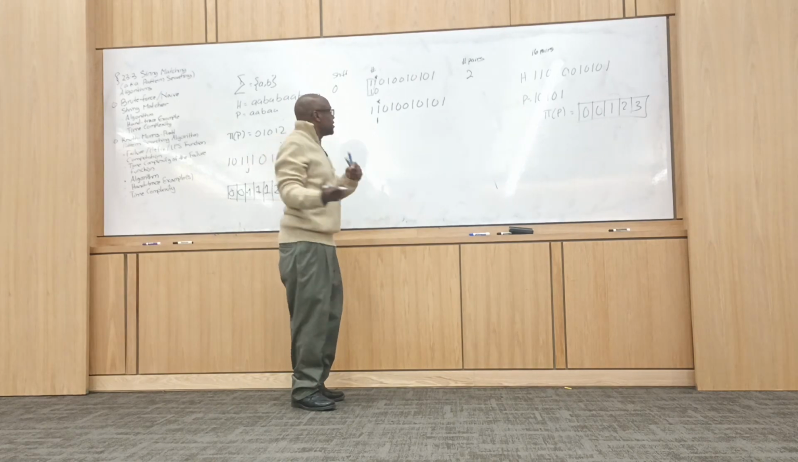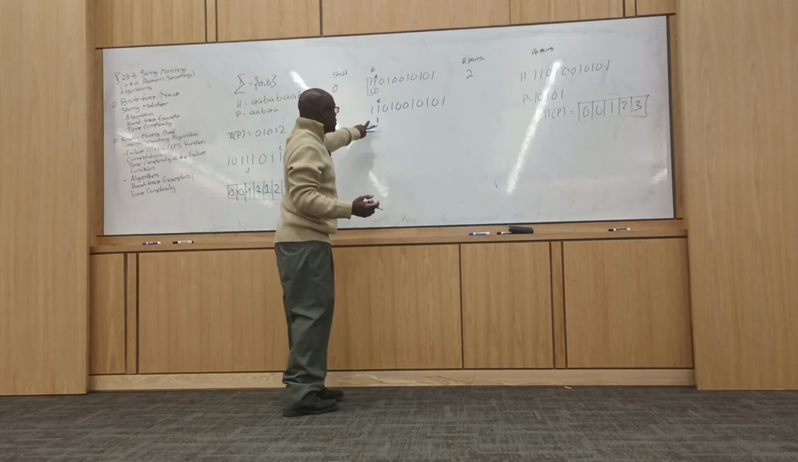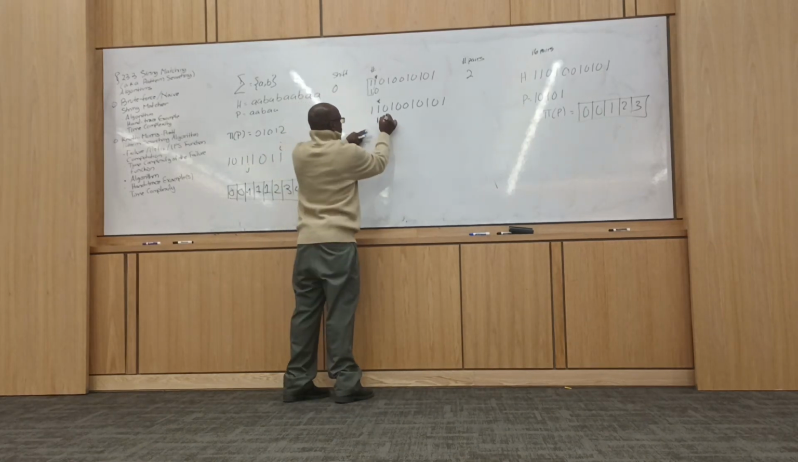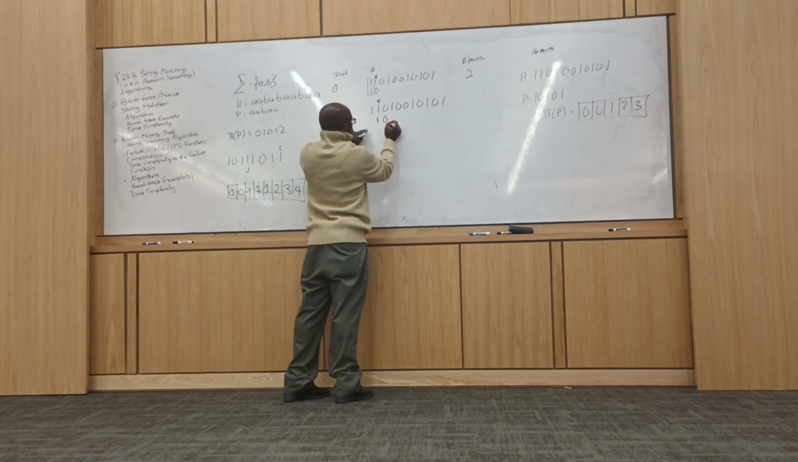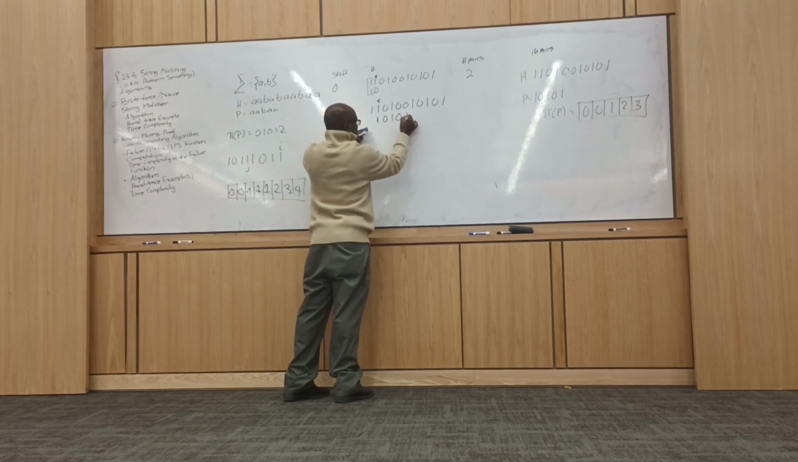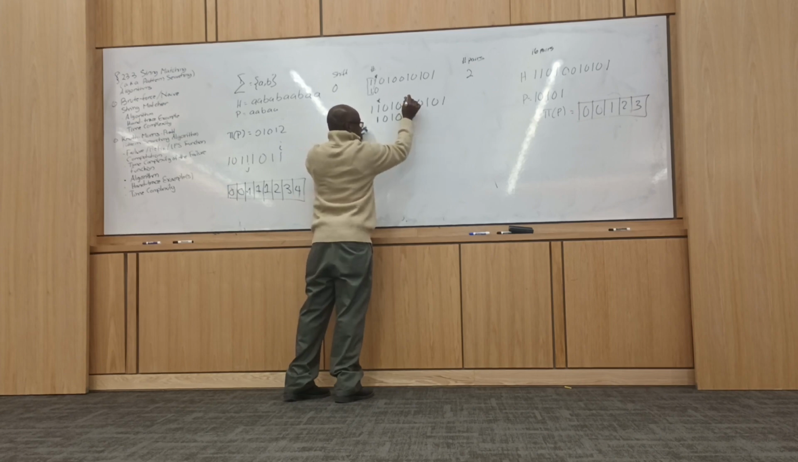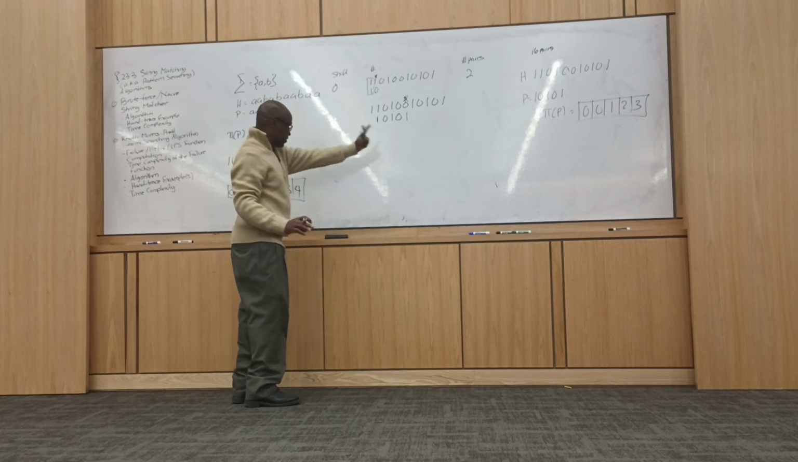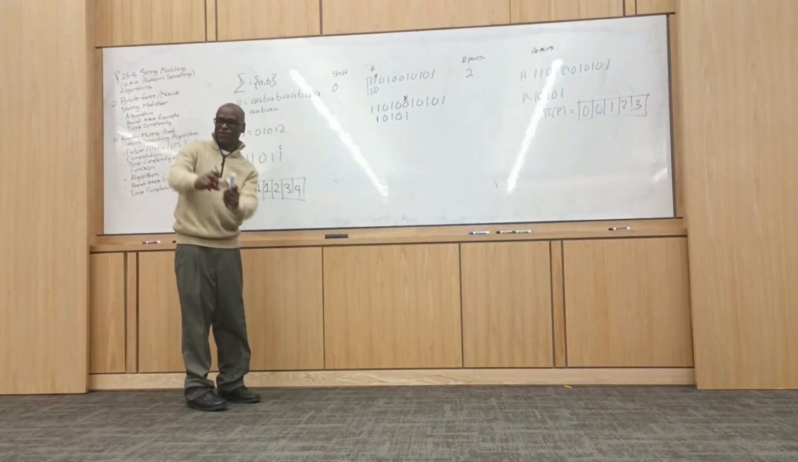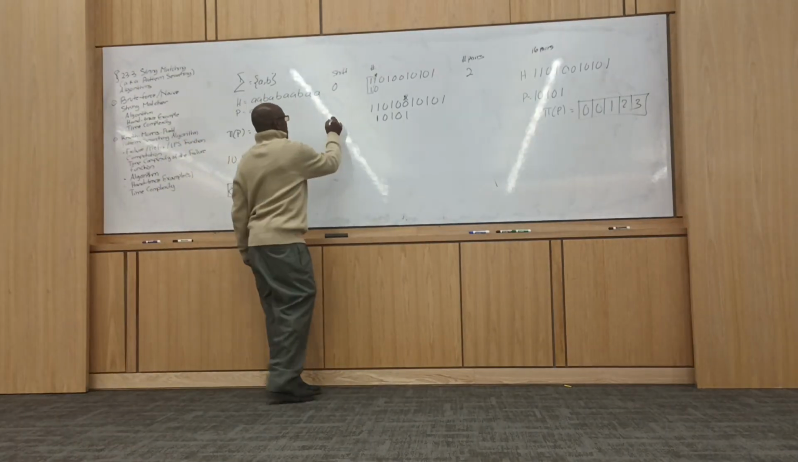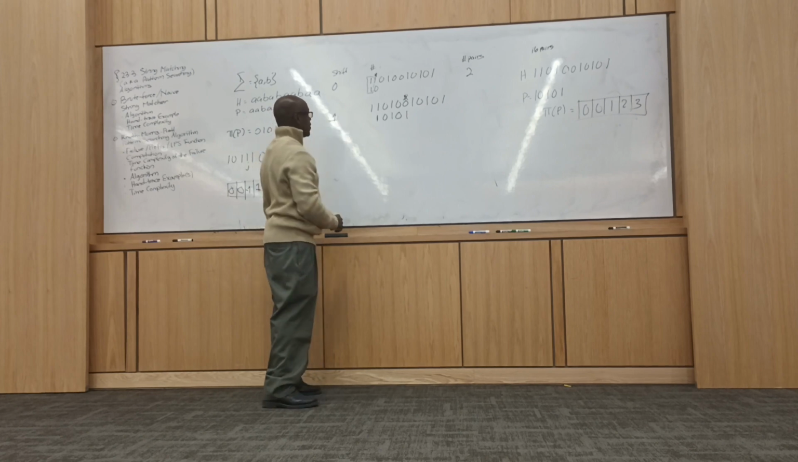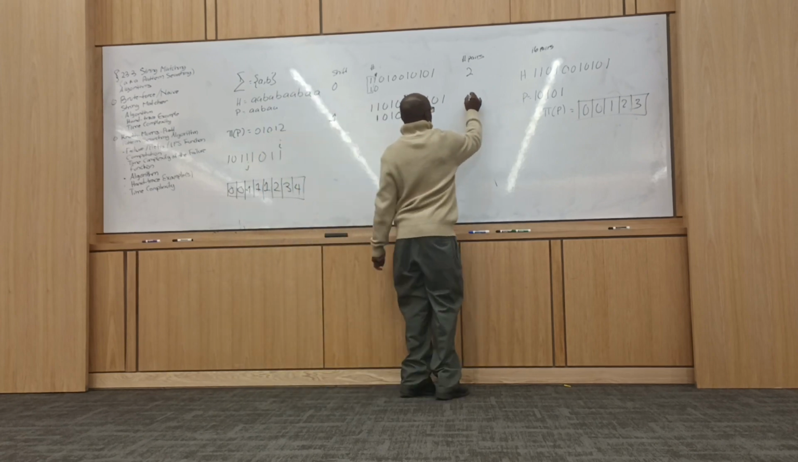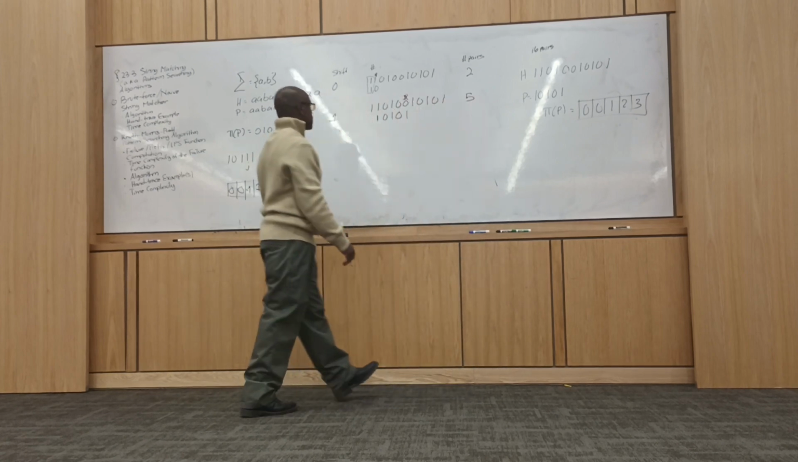So we have 1. Do we still have a match here? Yes. Do we have a match? Yes. Do we have a match? Yes. Do we have a match? Yes. Do we have a match? No. So our mismatch is now at this position. And what index did we shift the pattern? 1. How many pairs of characters did we compare? 5. Okay?